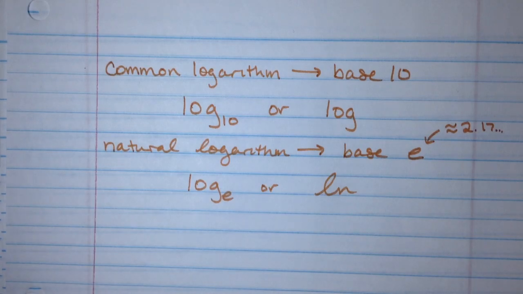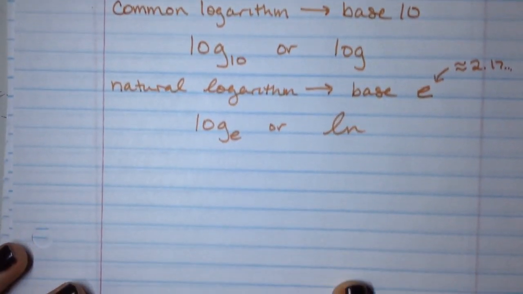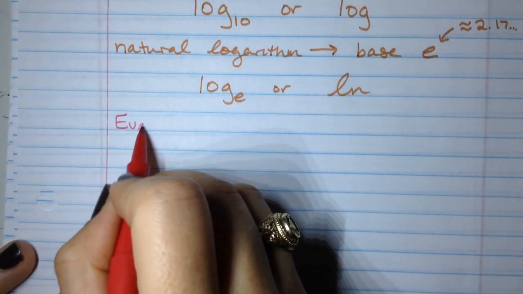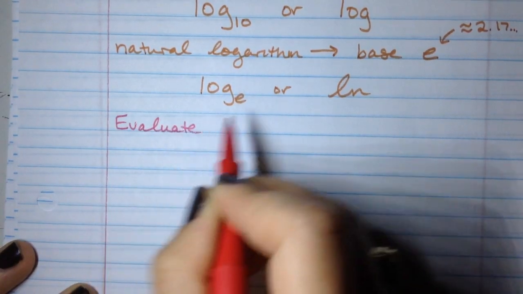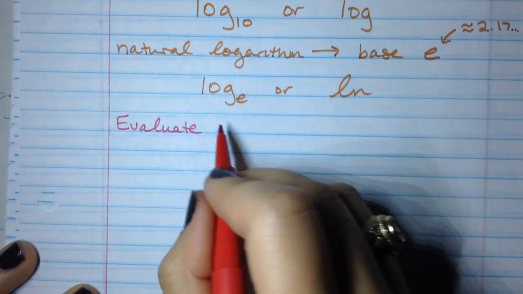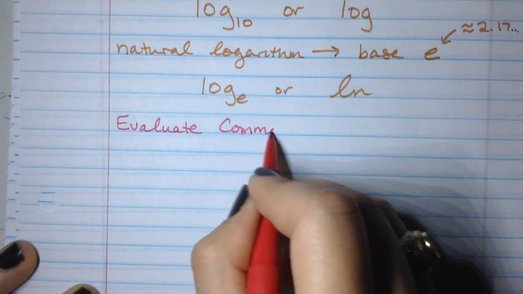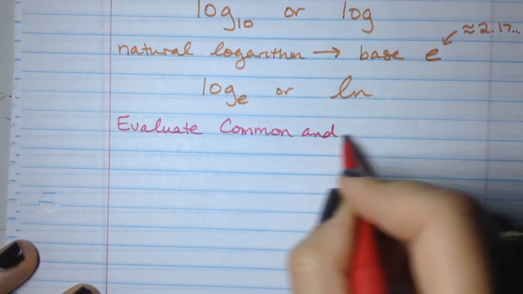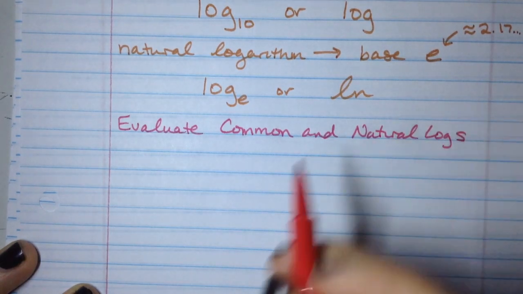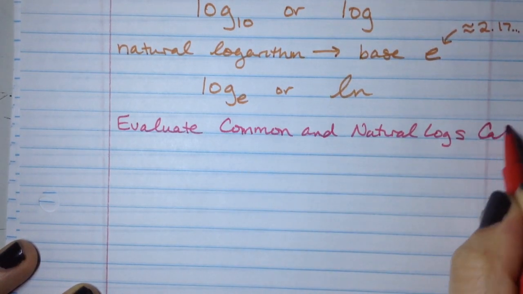The fun thing about these common and natural logarithms, since there are two most basic forms, is that our calculator can evaluate these for us. If they don't have that base, we have to do like we did on the other page and evaluate them ourselves. But common and natural logs can be evaluated with the calculator.